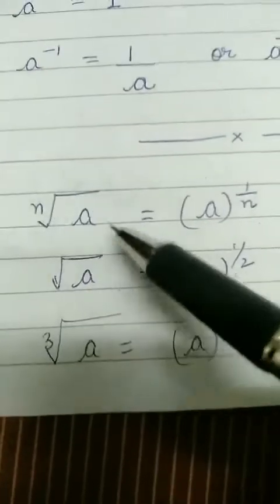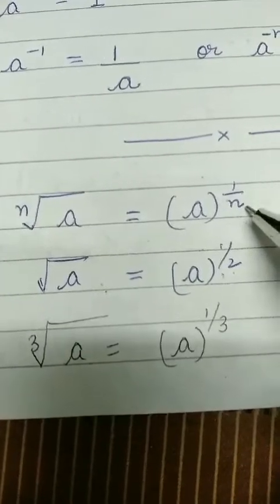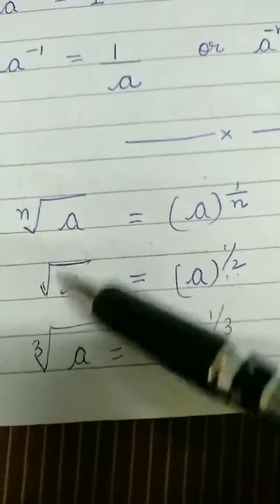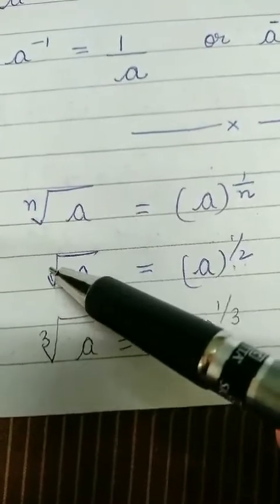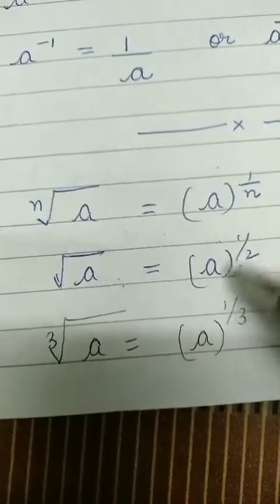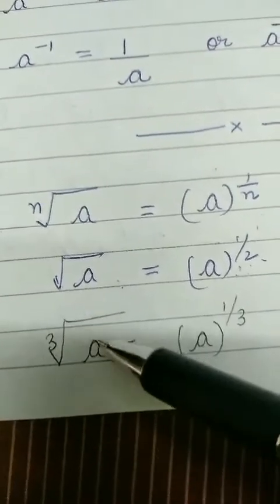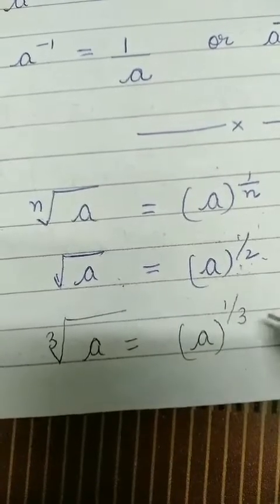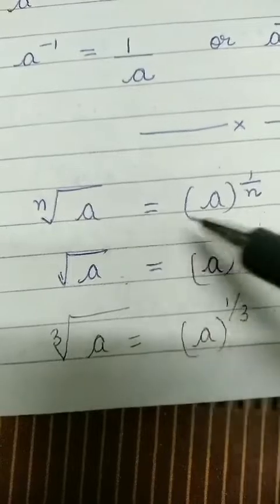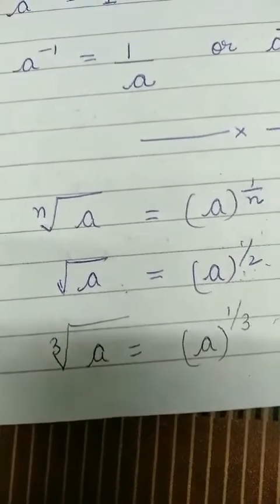Now nth root of a means a raised to power 1 by n. If it is under root a, under root means this is second root of a. Second root of a means a raised to power 1 by 2. Cube root of a means a raised to power 1 by 3. That is, nth root of a is equal to a raised to power 1 by n.